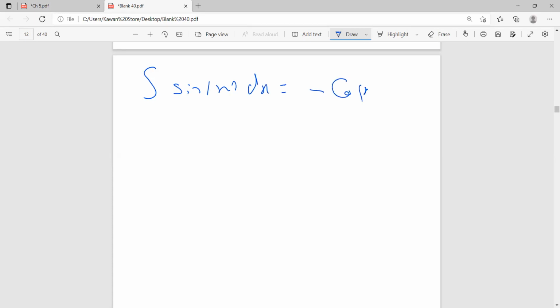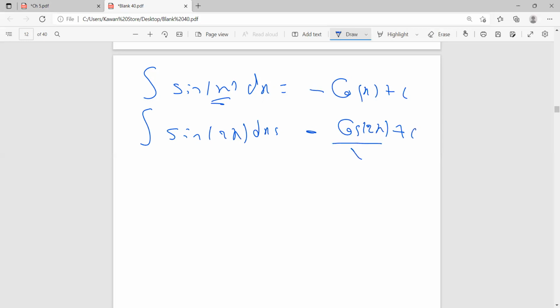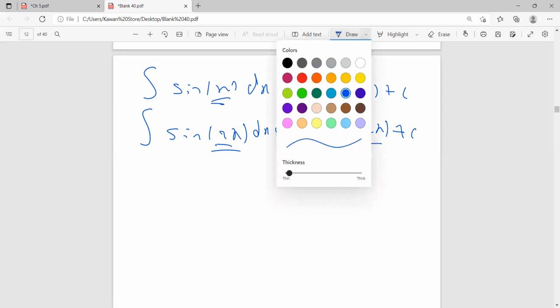Minus cosine x plus c. We say that if this angle has a derivative, we can solve it. For example, the integral of sine 2x dx is equal to minus cosine 2x over 2, because we need the derivative. So I'm giving the generalization rule to not think more about that one.